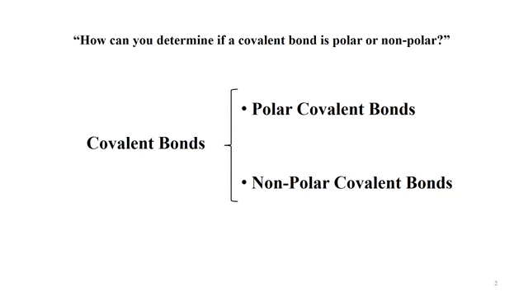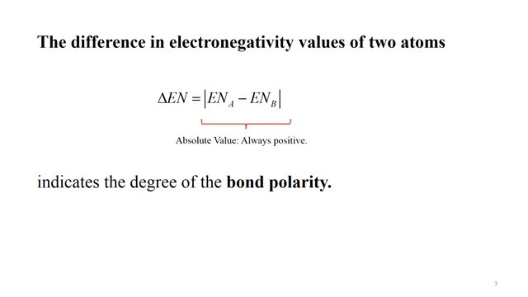Polar bonds and nonpolar bonds. There are two types of covalent bonds. One is polar and the other is nonpolar. How can you determine if a covalent bond is polar or nonpolar? You use the difference in electronegativity values of the two atoms involved.